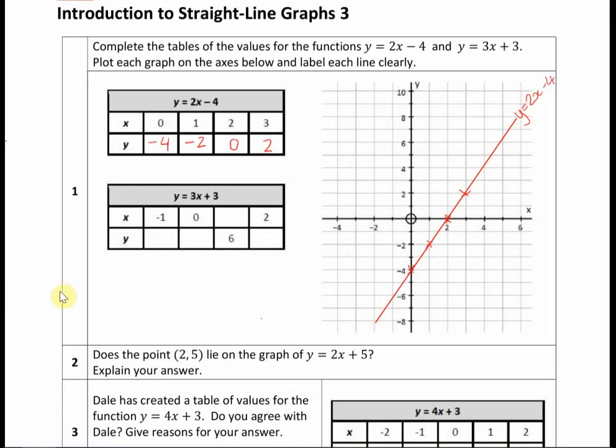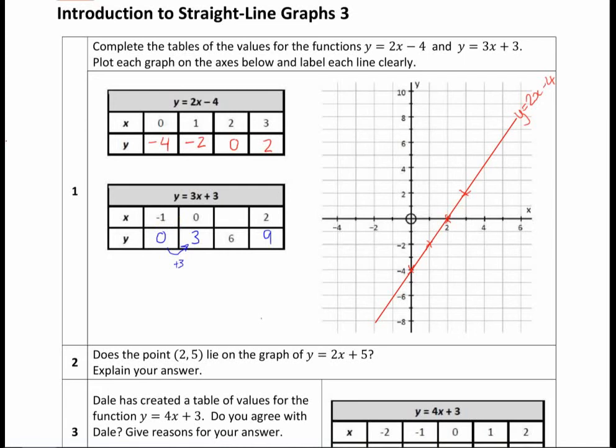Okay, next one. y equals 3x plus 3. Change colour for this one. So we're going to times the x coordinates by 3 and then add 3. So 3 times 2 is 6, plus 3 is 9. I'll come back to this one in a minute. 3 lots of 0 is 0, plus 3 is 3, and 3 lots of negative 1 is negative 3, plus 3 is 0.